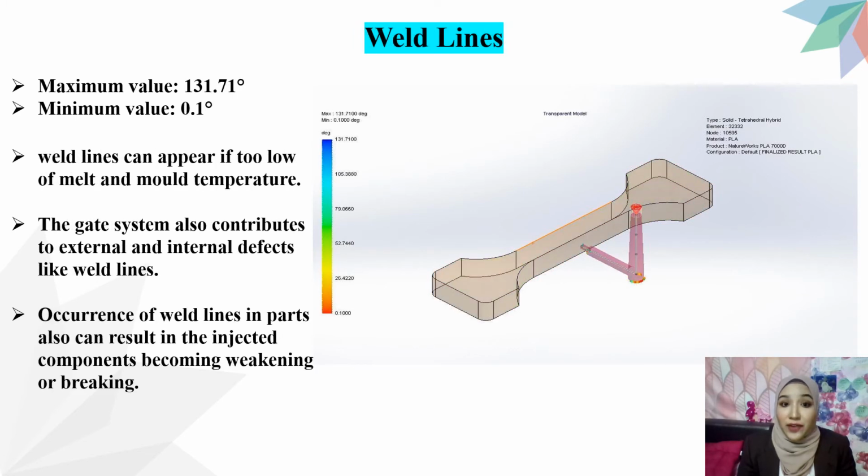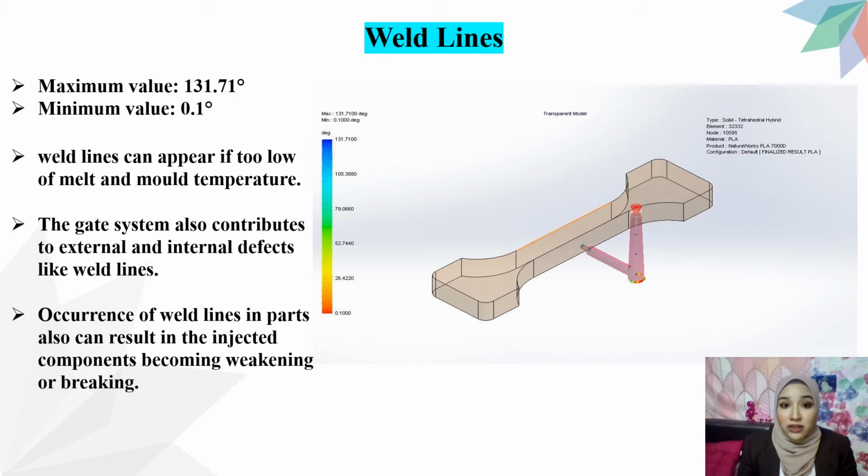Next is the wet line. As can be seen, there was no wet line visible on the dot bond part model, but only visible at the bottom edge of the runner and gate because wet lines are unavoidable in parts with groove holes. The maximum value of the wet line occurred at 131.01 degree, while the minimum value was only 0.1 degree.